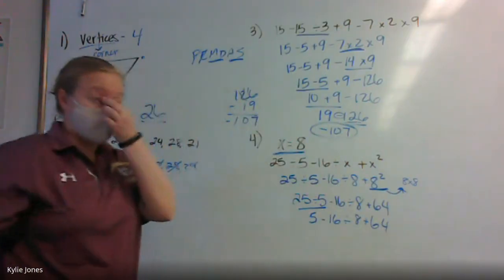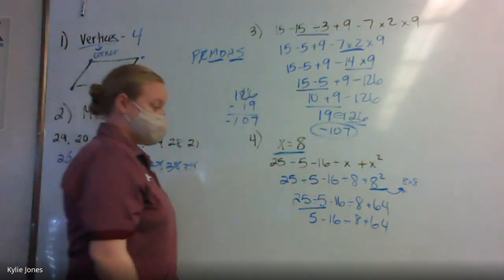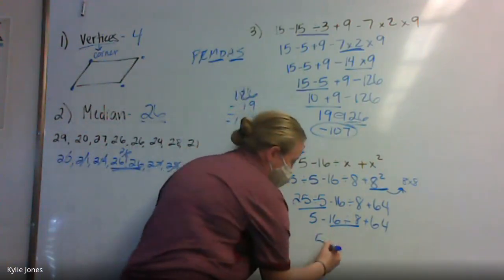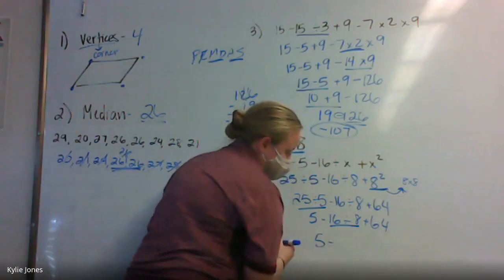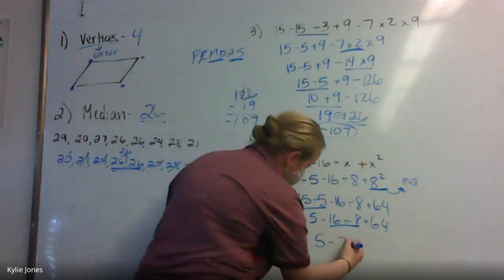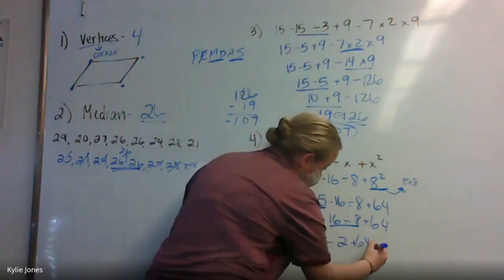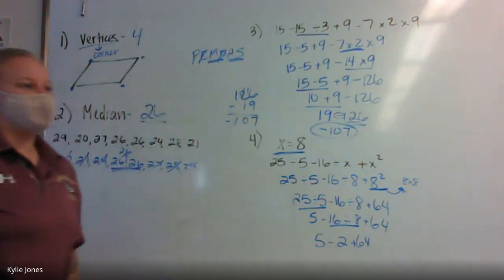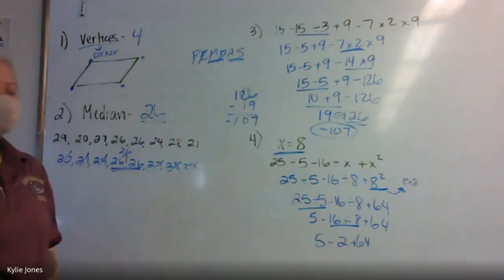What do we need to do next? You divide 16 by 8. Good. 16 divided by 8 is 2, plus 64. So we've done our multiplication and division. Now we need to do addition and subtraction.